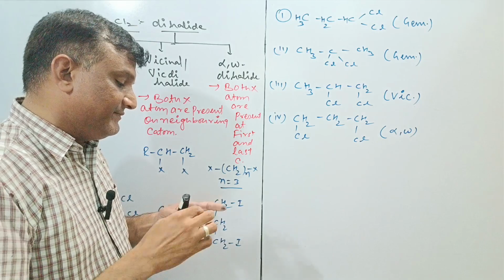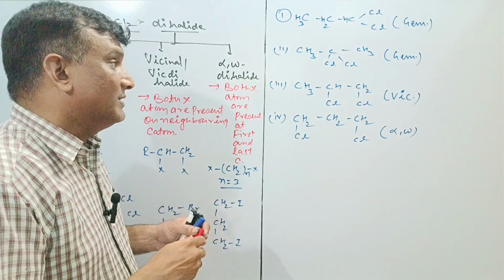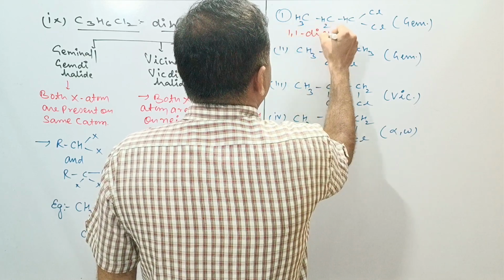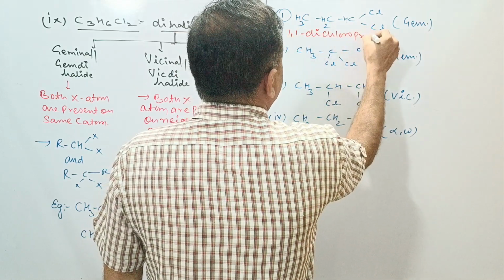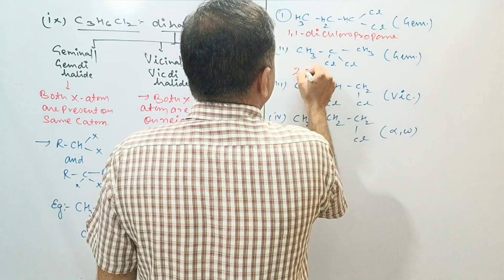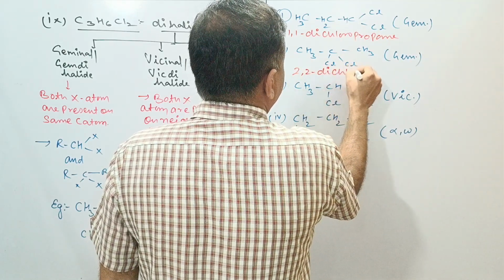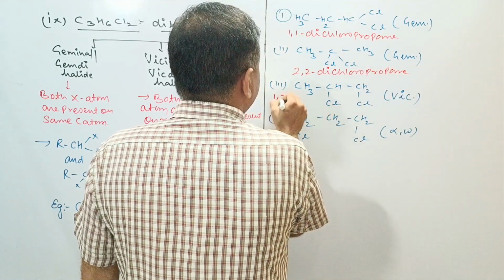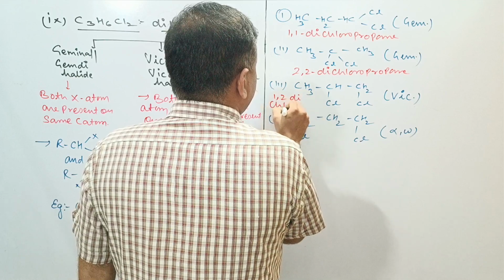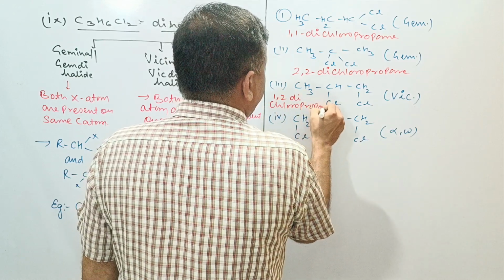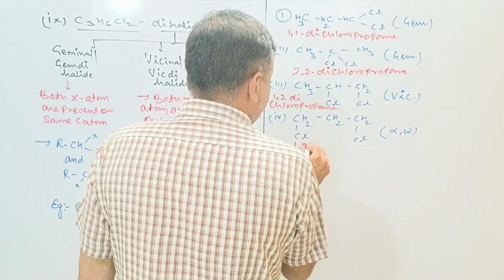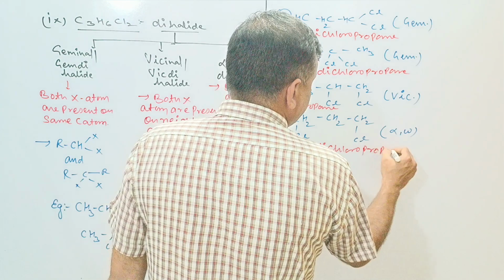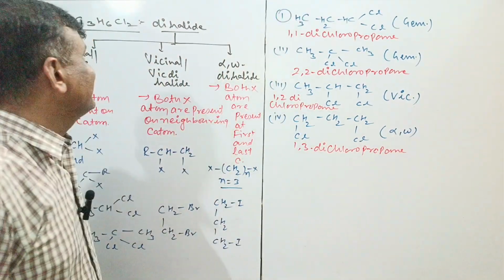If we go with the name, then we can take the name easily. What are they? This is 1,1-dichloropropane. This is 2,2-dichloropropane. This is 1,2-dichloropropane. This is 1,3-dichloropropane. This was about just C3H6Cl2.